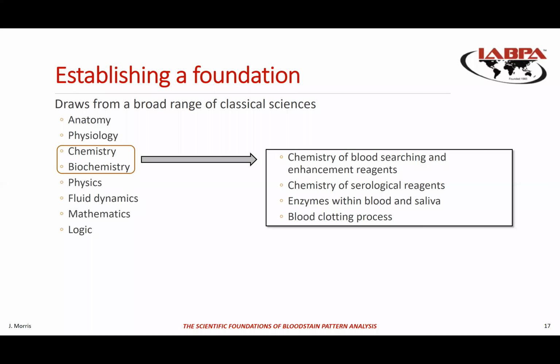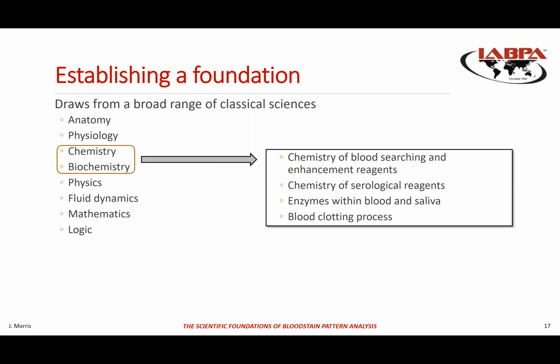When it comes to chemistry and biochemistry, when we go to crime scenes and we search for bloodstains, we use various reagents. We need to understand the chemistry of those reagents. We need to know what they're looking for. Are they looking for proteins? Are they looking for fats or salts? When we use them to search or enhance.